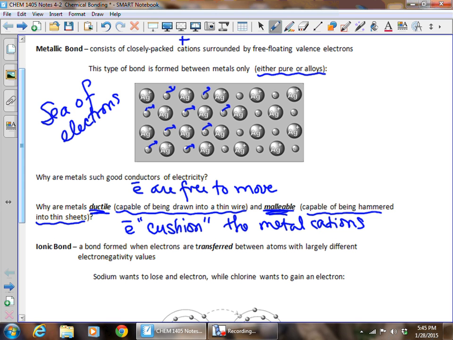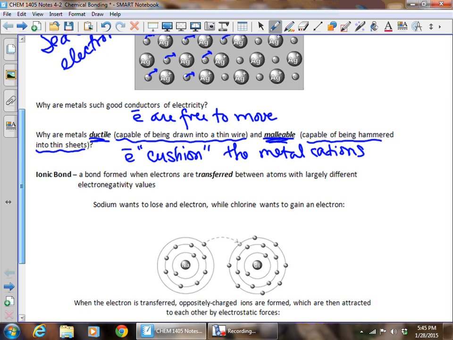If you bend it too quickly or you have a sharp blow that occurs very quickly and you don't give those electrons time to move around, that's when you can cause a metal to shatter, because you will have those positive cations come in contact with each other and repel. So that's a metallic bond.